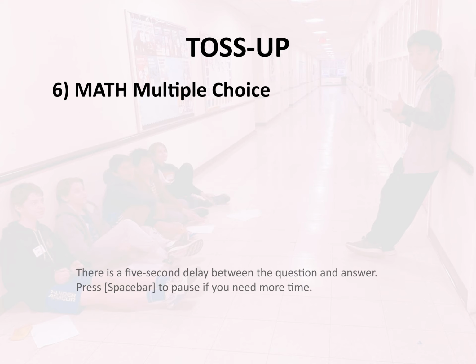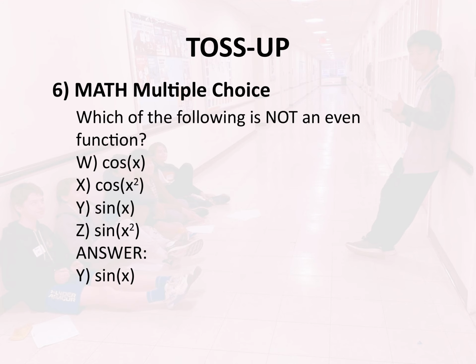Toss-up 6. Math. Multiple choice. Which of the following is not an even function? W. Cosine of x. X. Cosine of x squared. Y. Sine of x. Z. Sine of x squared. Answer. Y. Sine of x.